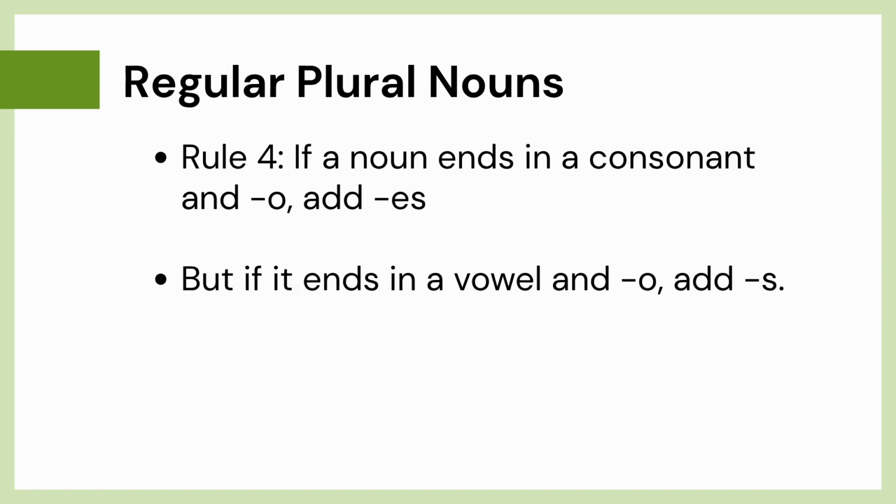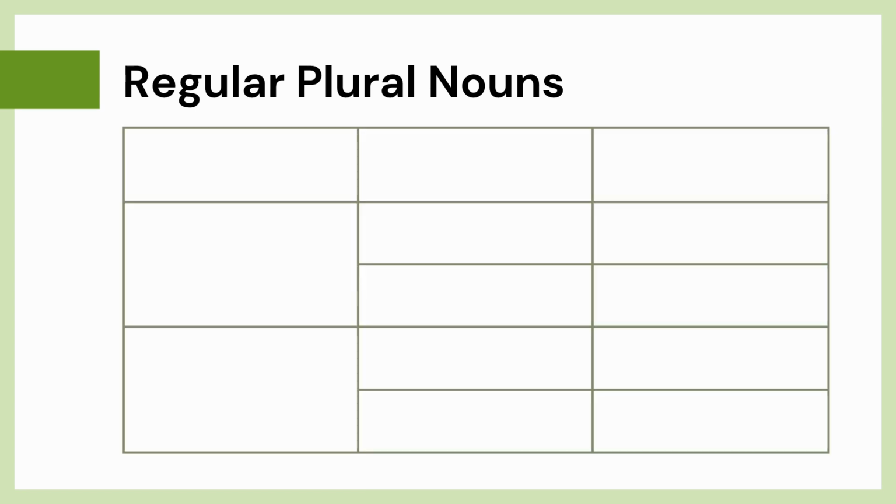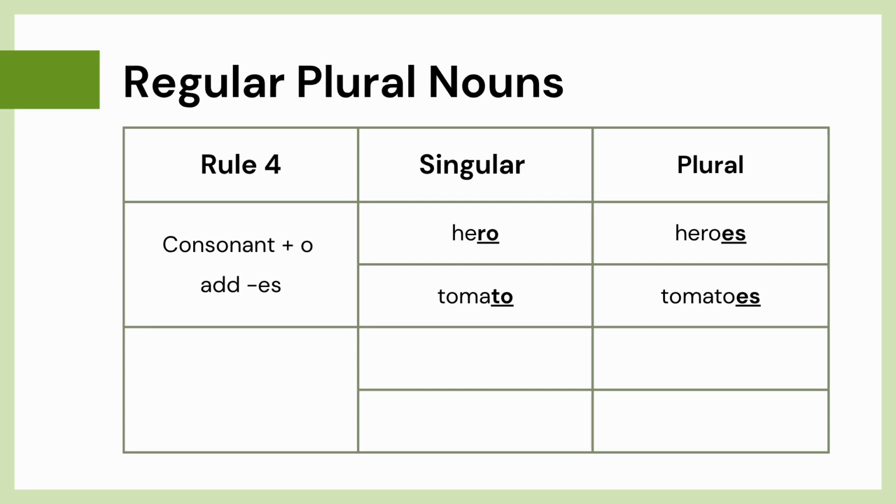Rule number 4 is quite the same as rule number 3. If a noun ends in a consonant plus o, we need to add es. But if it ends in a vowel and o, let's simply add s. Let's look at a few examples for consonant plus o to add es.